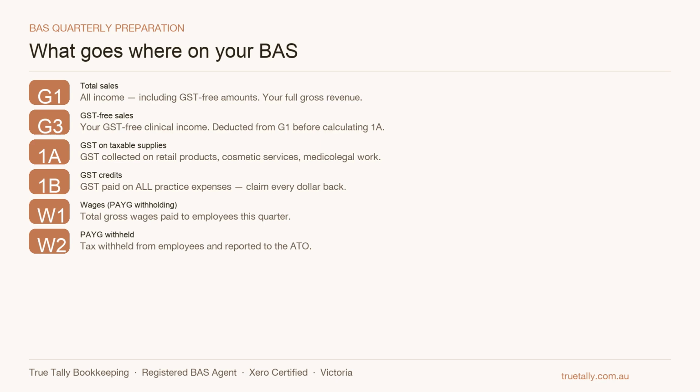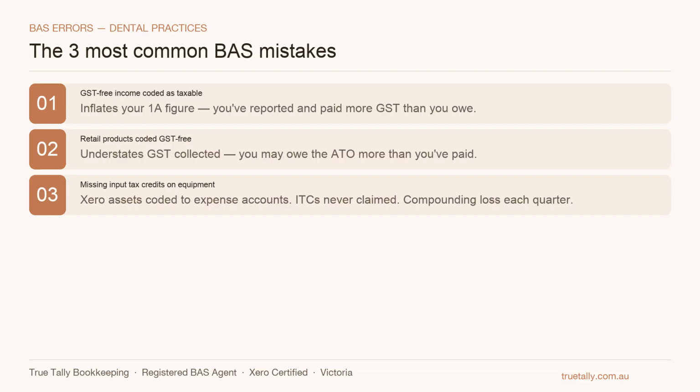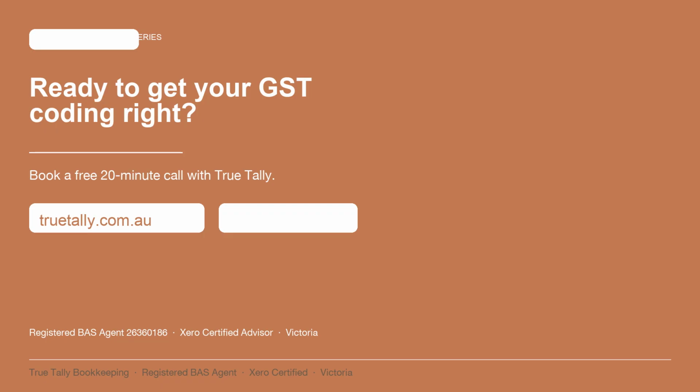For BAS preparation, each quarter you need to report total gross income, including the GST-free portion, at label G1, report taxable supplies at G3 or the 1A field, report your GST credits at 1B, and include your PAYG withholding figures. The most common BAS errors in dental practices are GST-free income being posted to a taxable code, inflating the 1A figure, retail product sales being posted to a GST-free code, understating the GST collected, and missing or incorrectly coded input tax credits on equipment purchases.